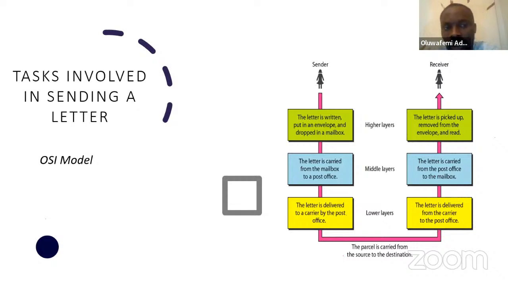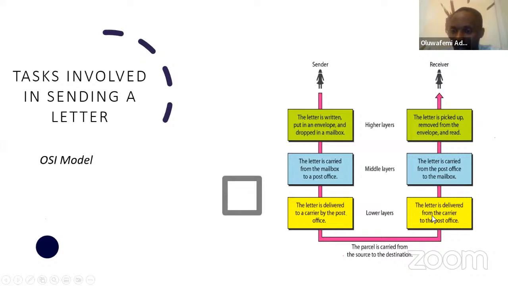Tasks involved in sending a letter. Now, there's someone sending a letter. The letter is written, put in an envelope, and dropped in the mailbox. The letter is carried from the mailbox to the post office. The letter is delivered to a carrier by the post office. Now, higher level, middle level, and lower level. Now, the sender, right, then after doing this, the receiver is about to get the parcel.